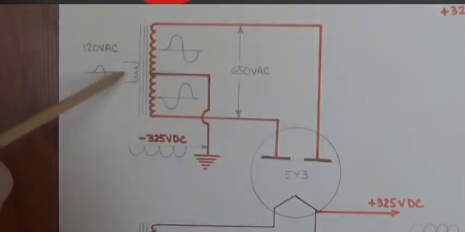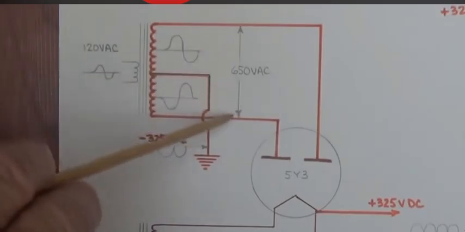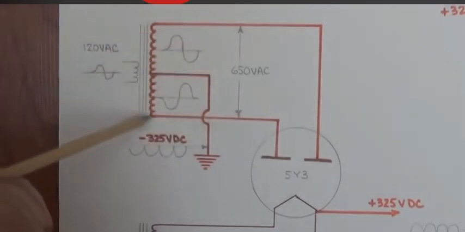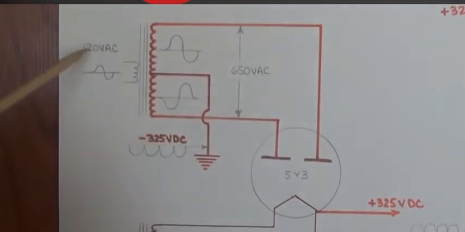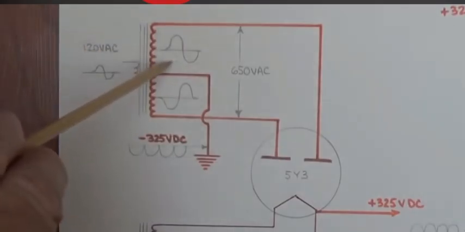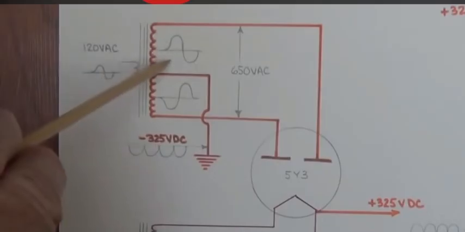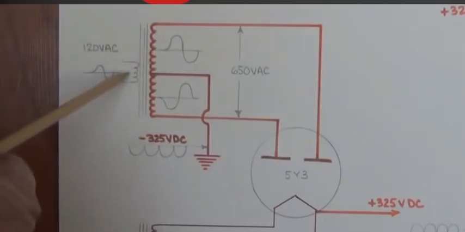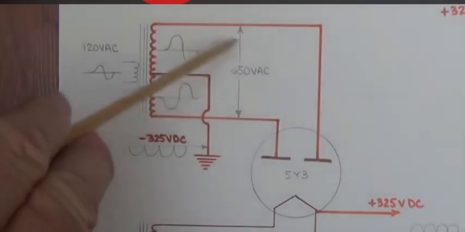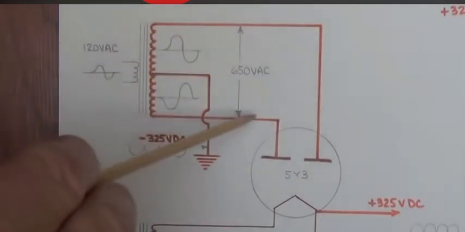If we put in 120 volts on the left and we get 650 volts out, that's from one end of the coil to the other, I'm thinking it must be around 5.5 times as many turns on this side as on this side. So with 5.5 times the turns over here, when I put 120 volts on the left side of the transformer, I'm going to get around 650 volts out on the right side.